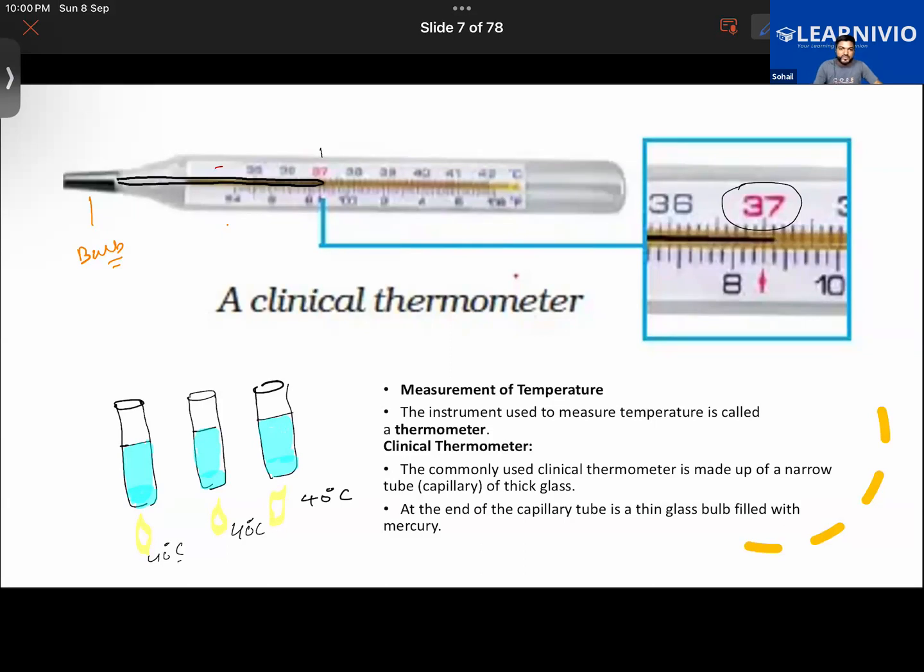Also, this has two scales of measurement. One is the Celsius, another one is the Fahrenheit scale. That is the thing about the clinical thermometer.